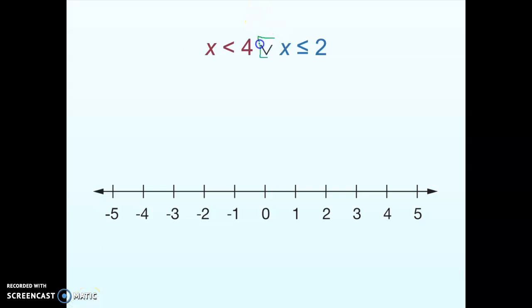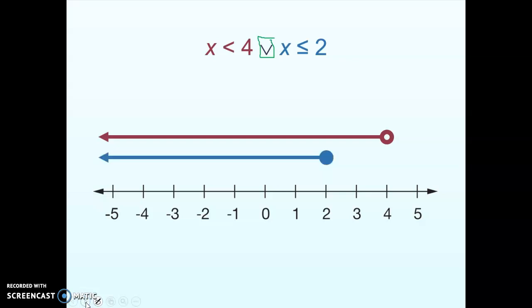This symbol right here is telling us either or. So let's graph the red inequality. X is less than 4 looks like this. And our blue inequality, x is less than or equal to 2. And you can see that this time they do overlap a little bit. So which values will work for either one or the other?